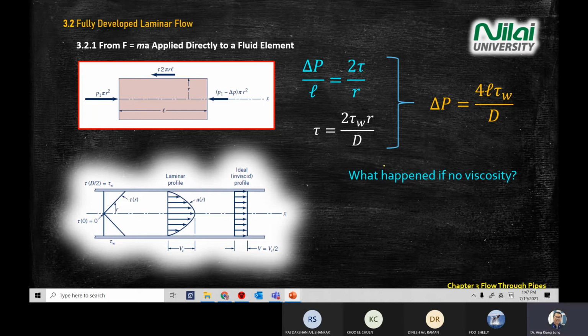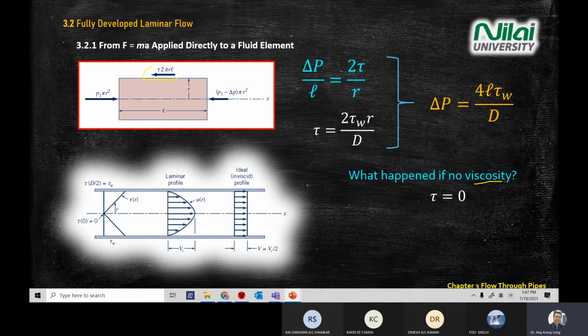All right. Now, a hint to solve the question. Sometimes you need to re-engineer the question. What happens if there is no viscosity? It means no friction. Viscosity is like the resistance to flow. If there is no resistance to the flow, it means there is no shear reaction.